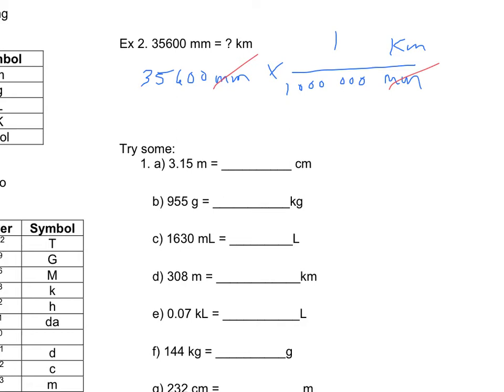So now I do the math. I do 35,600 times 1 divided by 1,000,000. That gives me 0.0356 kilometers.